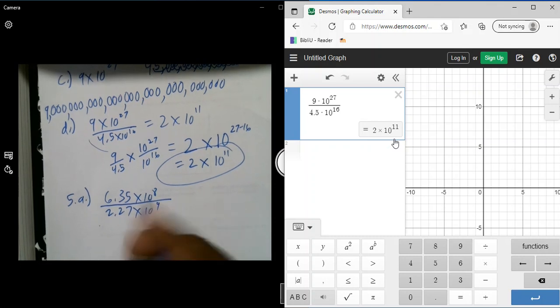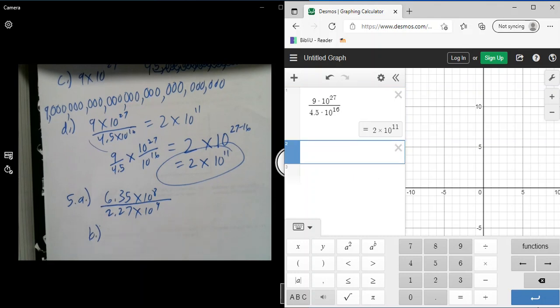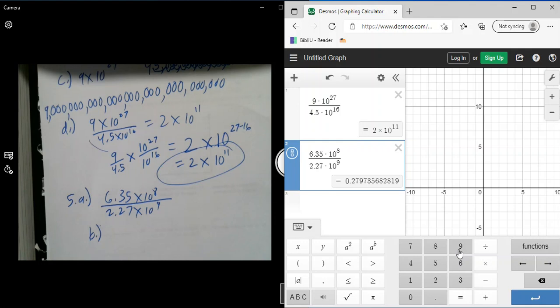Now they want us to simplify the answer. So if we take our calculator, like I said, if you want to do it by hand, I showed you earlier how to do these problems by hand, or you could do it by the calculator. 6.35 times 10 to the 8th power, divided by 2.27 times 10 to the 9th power.